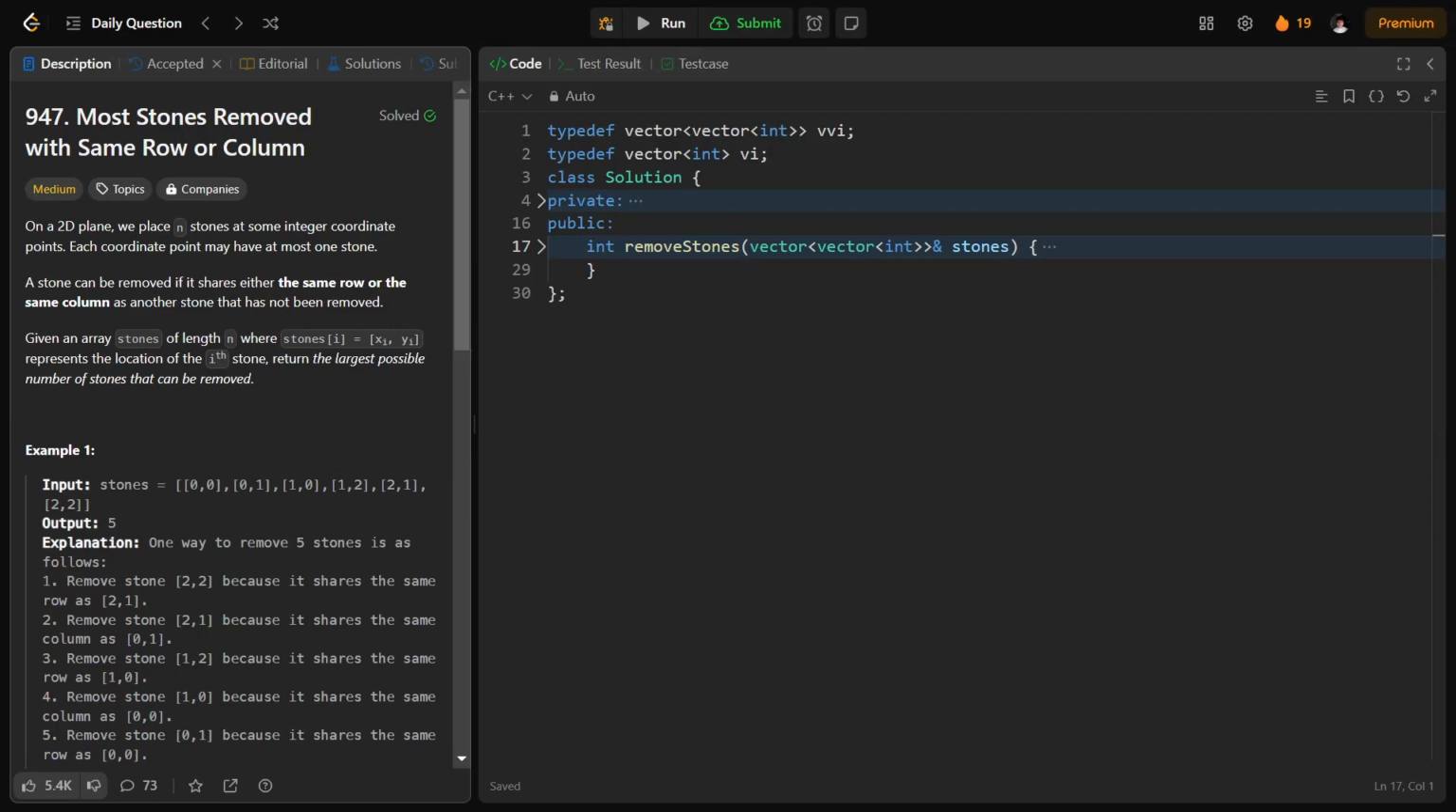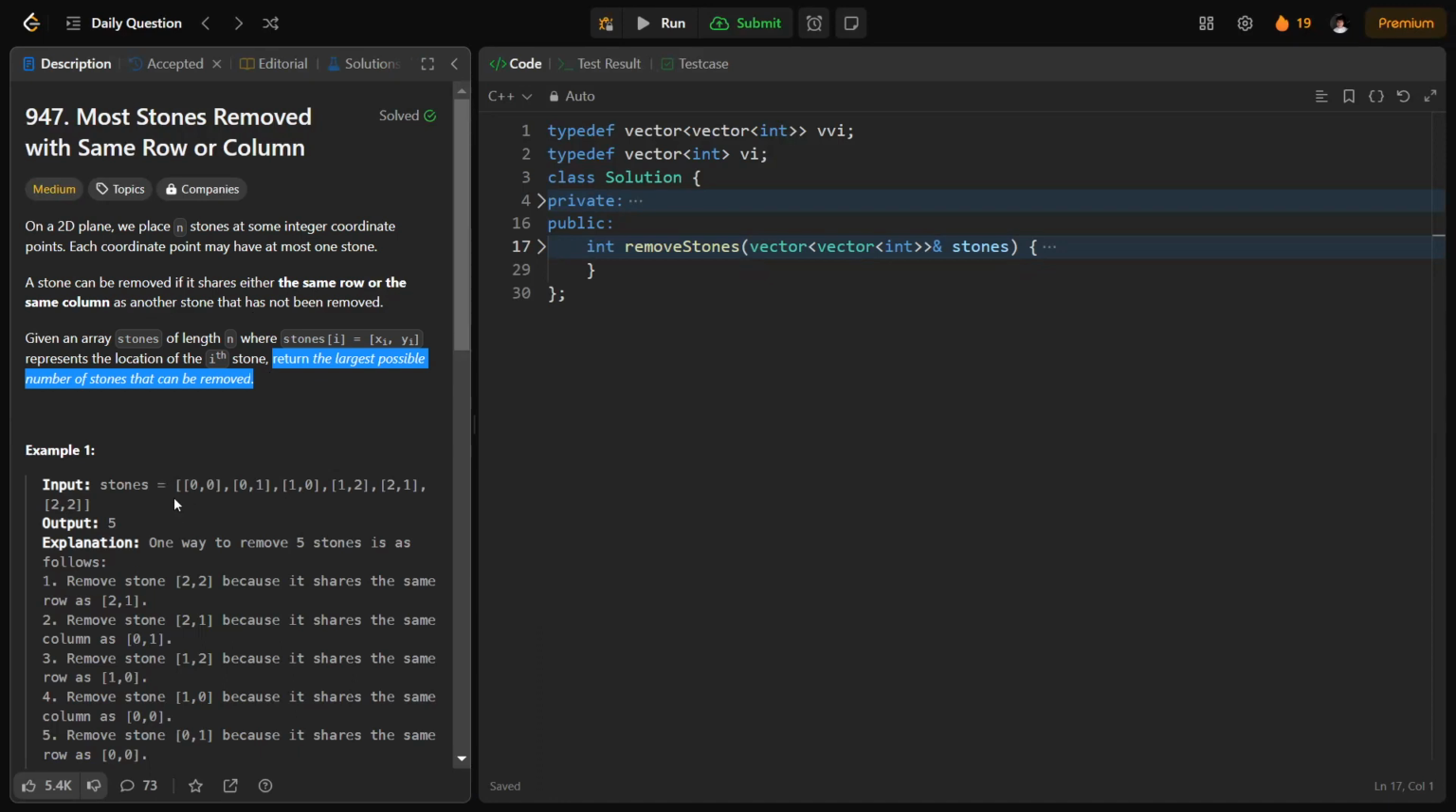So the given question is, on a 2D plane we place n stones at some integer coordinate points. Each coordinate point may have at most one stone. A stone can be removed if it shares either the same row or the same column as another stone that has not been removed. You are given an array of stones of length n, where stones[i] = [x_i, y_i] represents the location of the ith stone. What we have to do is return the largest possible number of stones that we can actually remove.